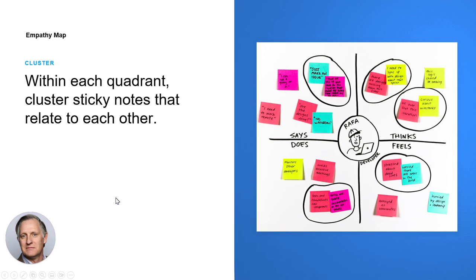Within each quadrant, you might start to see some duplicates or some similarities, and that's good. Just start to put them together. Don't take them off. Just keep everything there, because that way it gives you the idea that more than one person on the team may have had a similar idea.